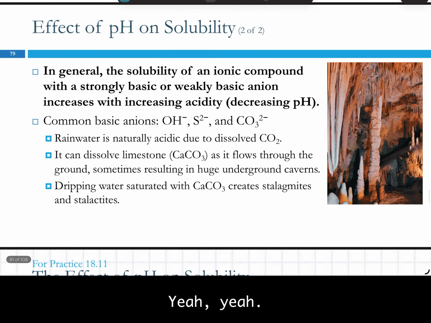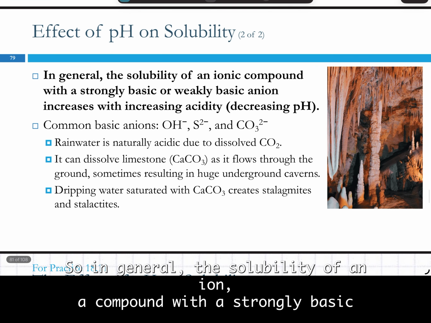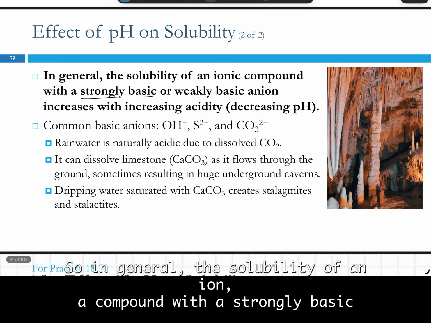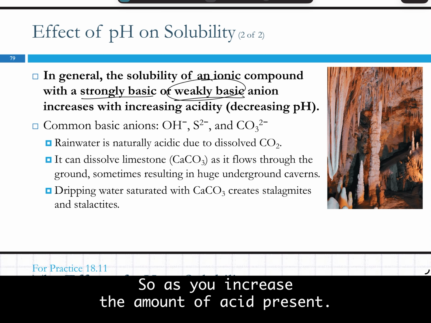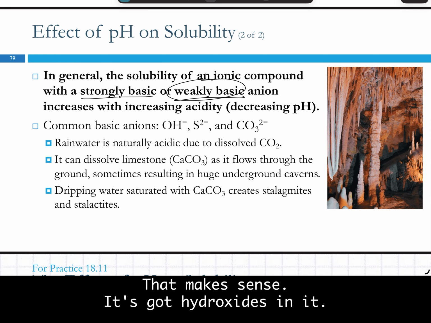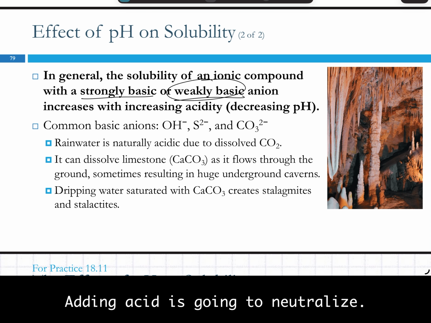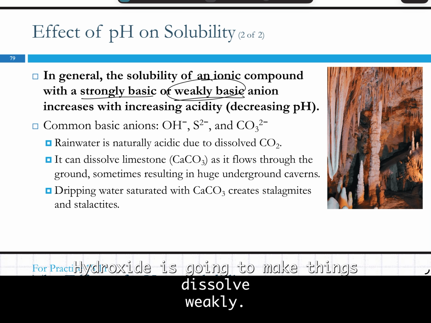So in general, the solubility of an ionic compound with a strongly basic or weakly basic anion increases with increasing acidity. As you increase the amount of acid present, for strongly basic anions that makes sense. It's got hydroxides in it. Adding acid is going to neutralize hydroxide, and is going to make things dissolve.